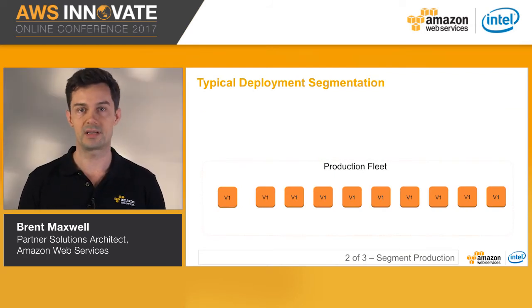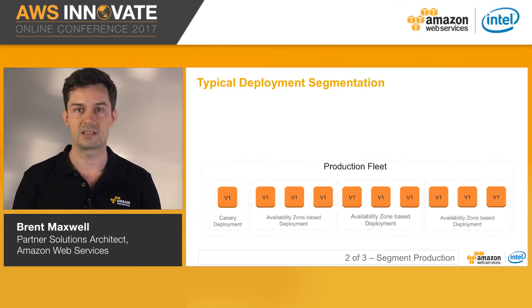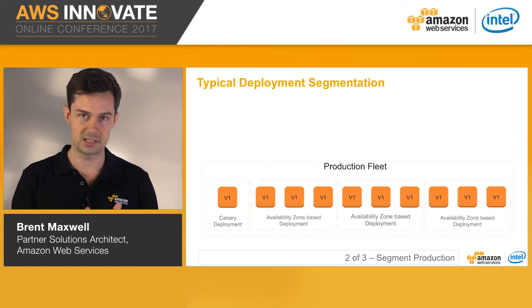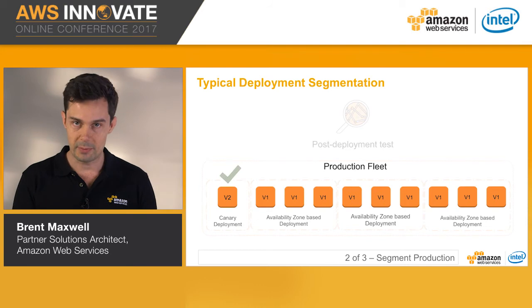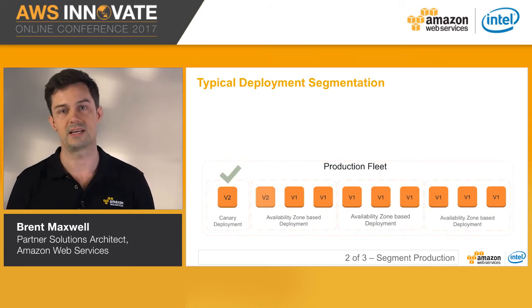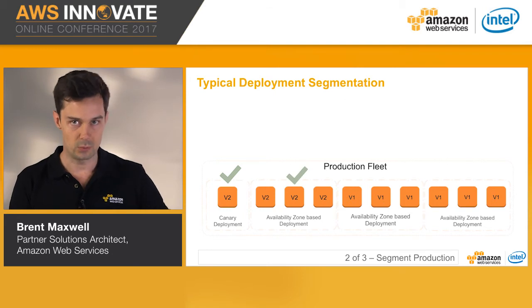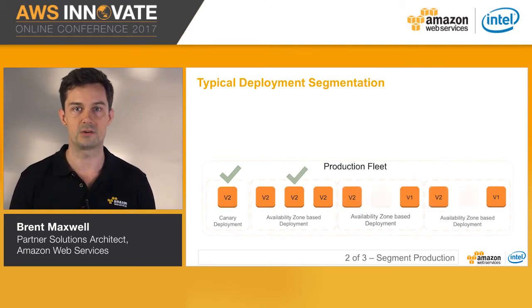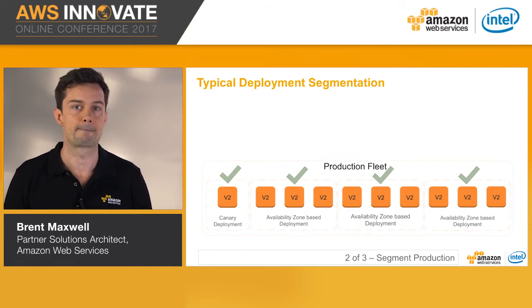Well, you might divide your environment up, usually by AZs, and you start by issuing your deployment just to the Canary instance. Now that instance will get its version incremented, you run a post-deployment test, and if that passes, roll it out to the first AZ. Run a post-deployment test, and if that passes, roll it out to the rest of your availability zones. As a side note, this applies with both mutable and immutable deployments.